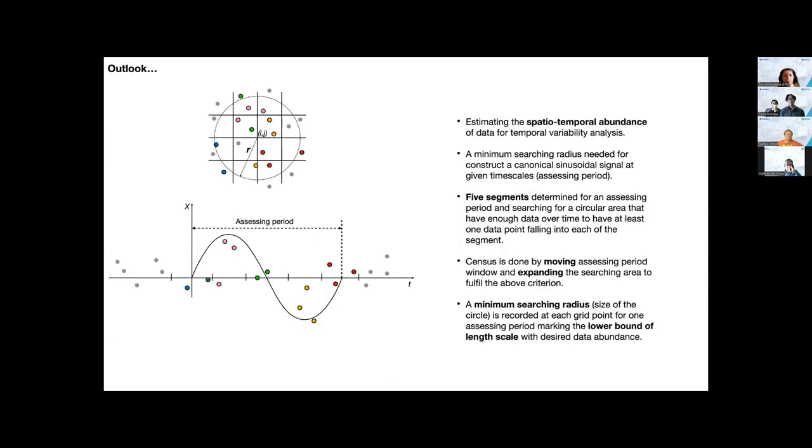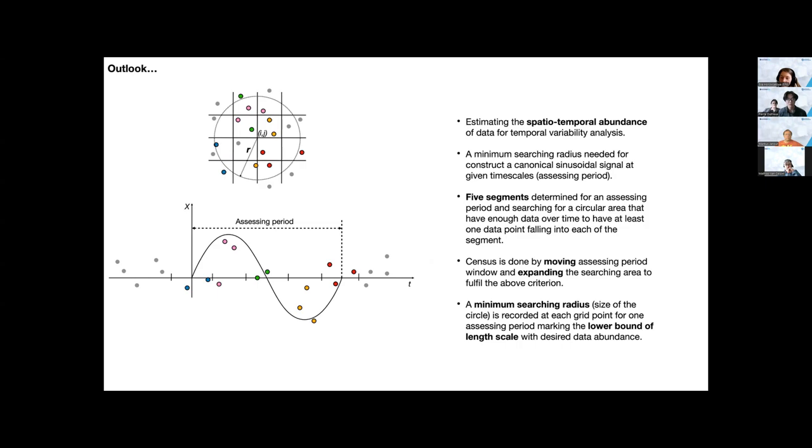So here I'm just going to quickly talk about the outlook for the use of this climatology. The first thing that we are going to continue to do, based on the climatology that we have, is to explore the temporal and spatial abundance of the data, which can facilitate any temporal variability analysis at the given timescales.